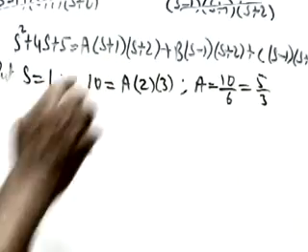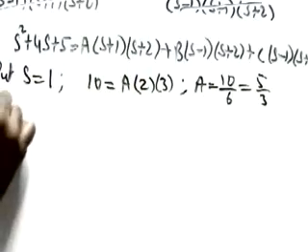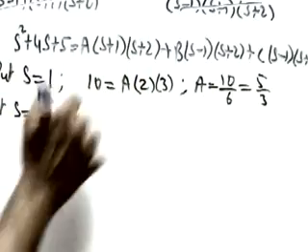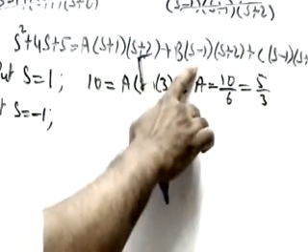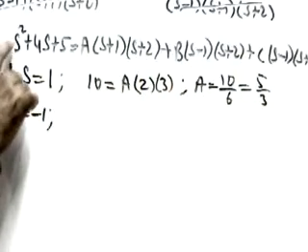What should we keep? We must keep s equals minus 1. Minus 1 plus 1 is 0. So next step, put s equals minus 1. Minus 1 plus 1 becomes 0. We'll get the value of b.